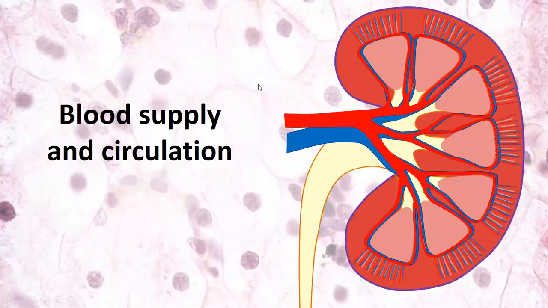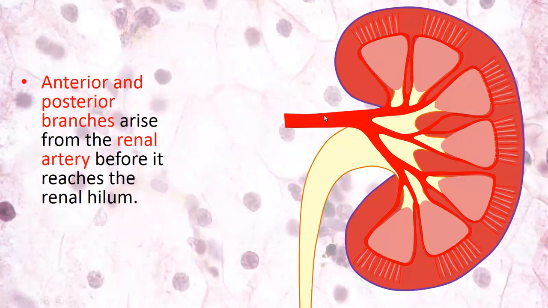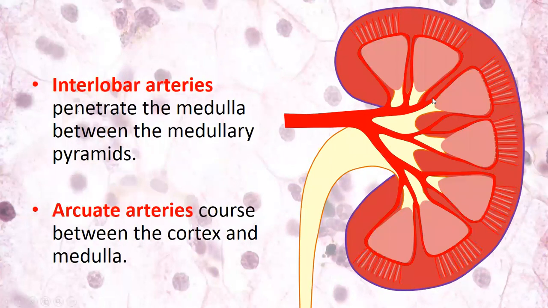And now let's go to the blood supply and circulation of kidneys. Each kidney, here we can see it, receives a renal artery, a branch of the abdominal aorta. Here we can see the renal artery, and anterior and posterior branches arise from the renal artery before it reaches the renal hilum. Here we have the renal hilum, and later it is divided into smaller branches.